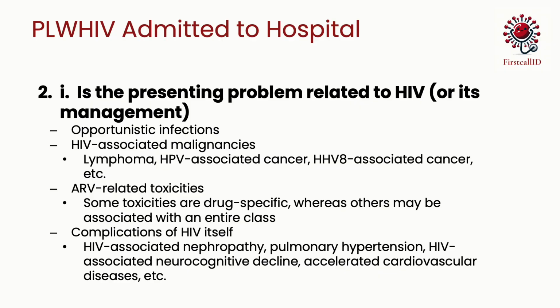And in rare situations, it's not the complications to the immune system, but the actual HIV virus itself that can cause complications. So classic examples: HIV-associated nephropathy, pulmonary hypertension, HIV-associated neurocognitive decline. And in general, patients who are HIV positive tend to have a more accelerated aging process in terms of cardiovascular disease as well as some other organs.